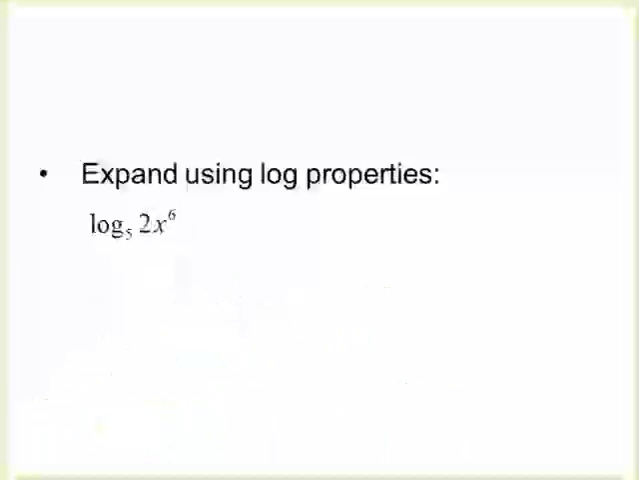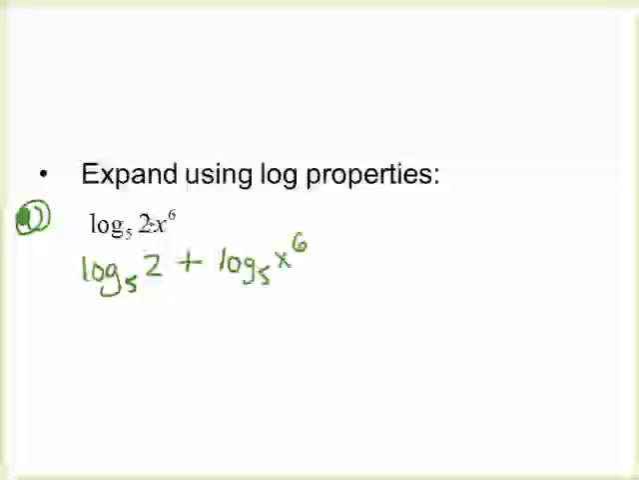Go ahead and give this one a... So this one doesn't have any quotients, so we just don't need to apply that property. So the first property we're going to apply is the product, since it's 2 times x to the 6th. So we're going to do log base 5 of 2 plus log base 5 of x to the 6th. Multiplications separate out as additions.